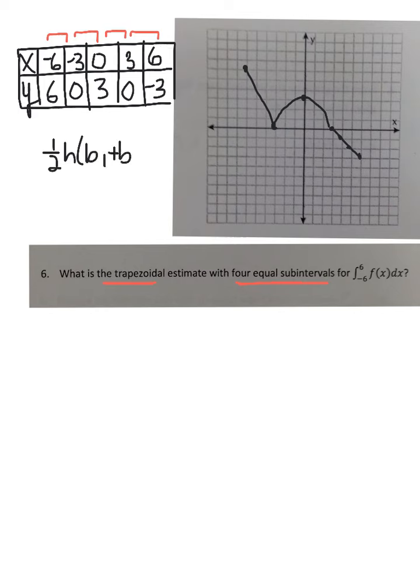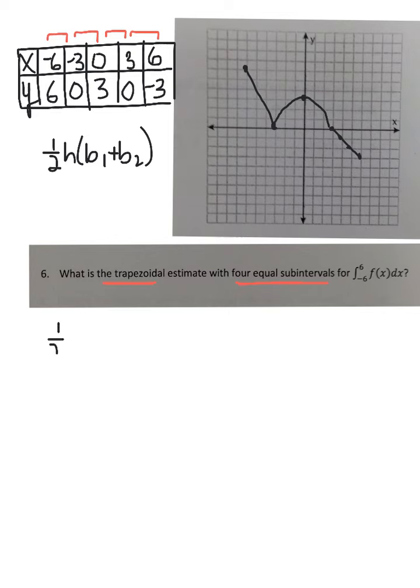And your height is actually the distance between each of these numbers in your interval. So there's a distance of 3 here, a distance of 3 here, 3, 3. So that's what your height's going to be. Your bases are your y values. So these are the 2 bases of the first interval. 0 to 3 are the next 2, and so on and so on. Okay? All right, so let's get started.